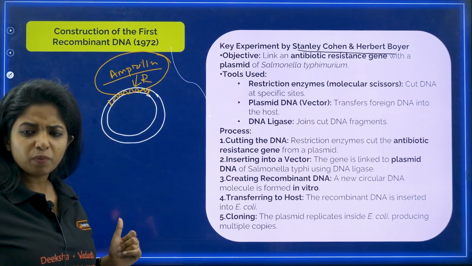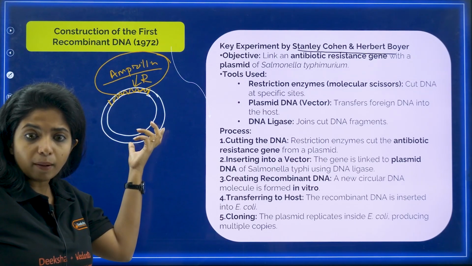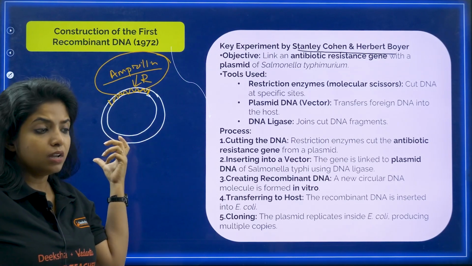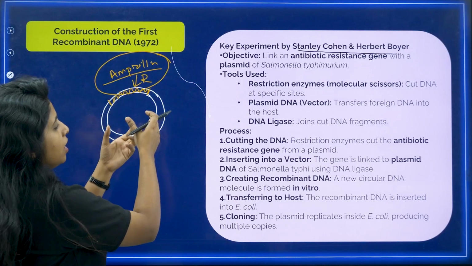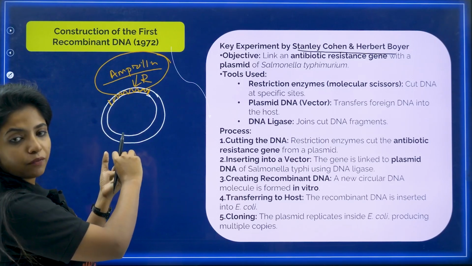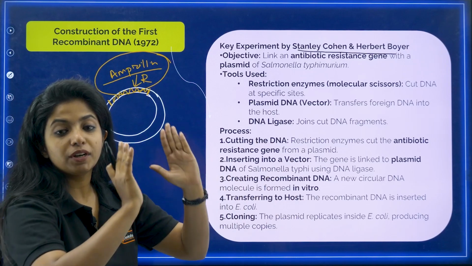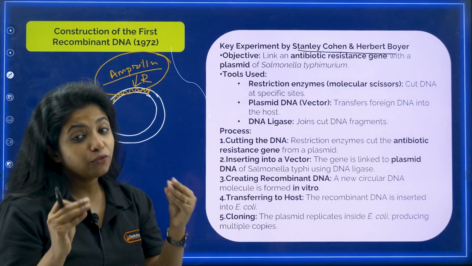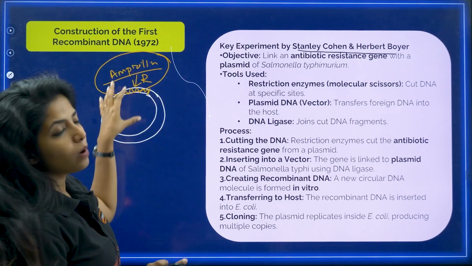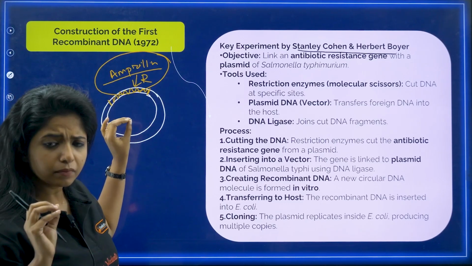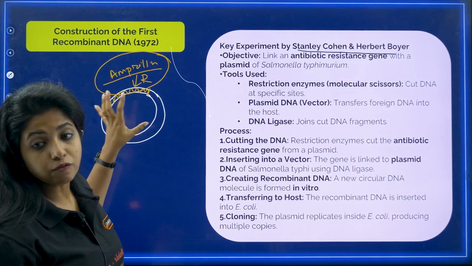So this was the aim, and you might be thinking, why are we creating something like that? If we create something like that, then probably it would survive. It won't die even if we have antibiotics. But it was not like we are taking the plasmid from the Salmonella typhimurium, putting this in and putting it back into Salmonella typhimurium. No, we are not going to put it back into Salmonella typhimurium. We were trying to do something else. So let's see what that something else is. I hope you understood the basic thing: to link an antibiotic resistant gene to the plasmid of Salmonella typhimurium.